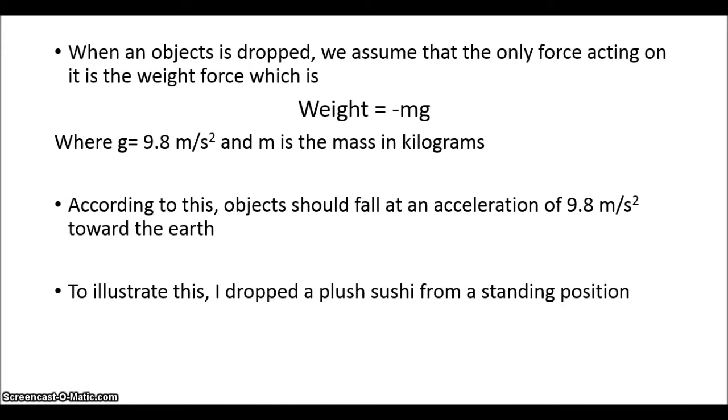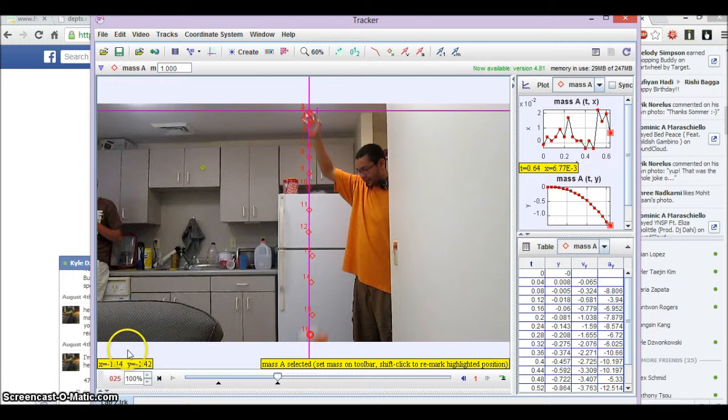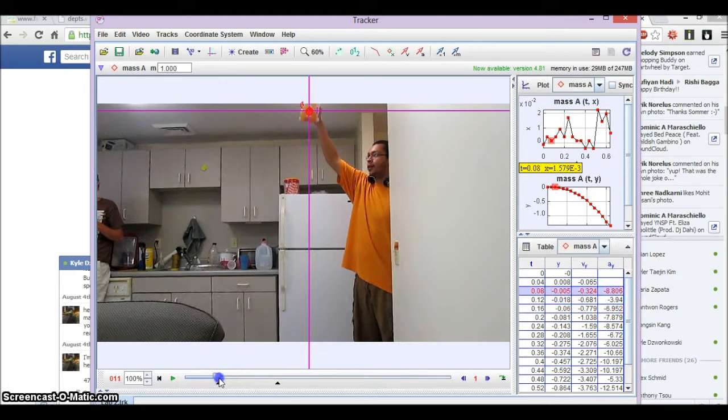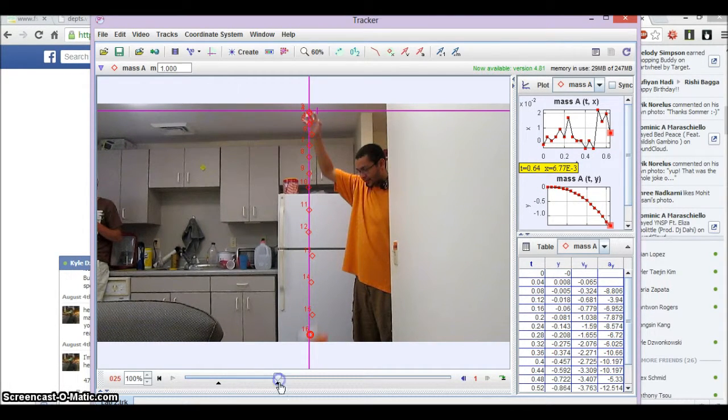To illustrate this, I dropped a plush sushi from a standing position. So, we're going to look at this via Tracker. Alright, so in Tracker, here's the video of what happened. As you can see, I have the frames between frame number 9 and frame number 25 actually going on. So it's about 16 frames of data.